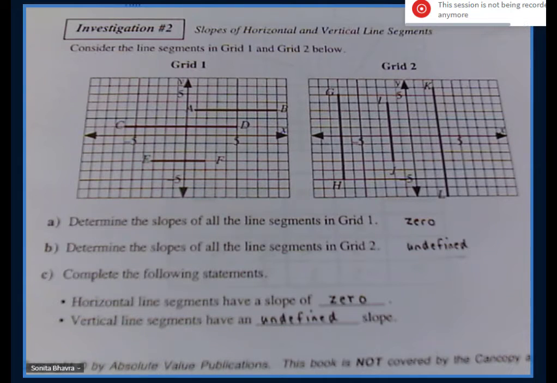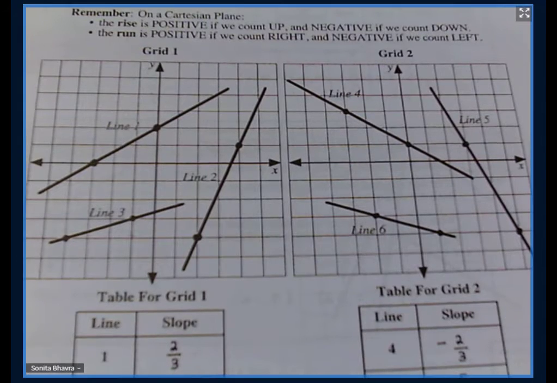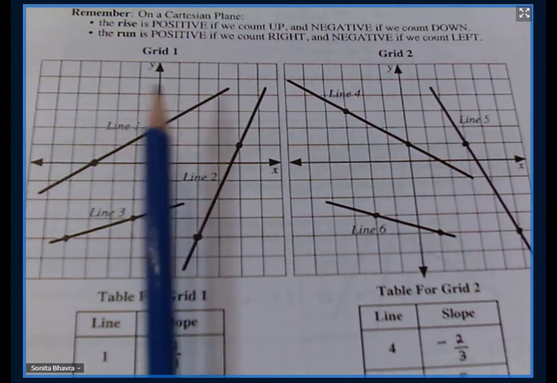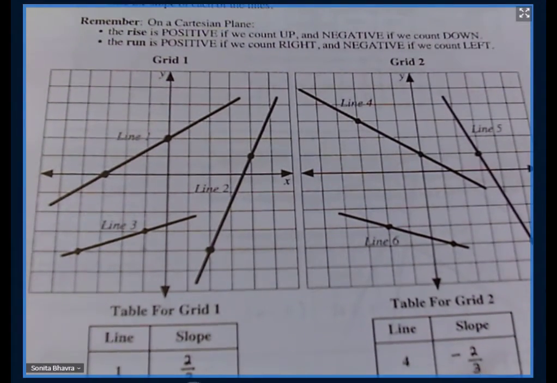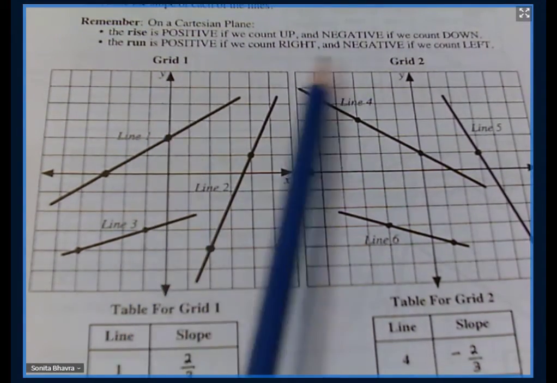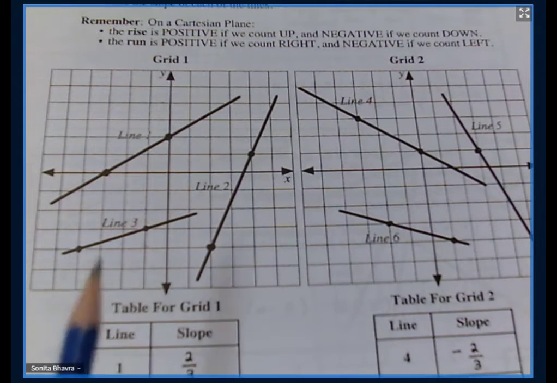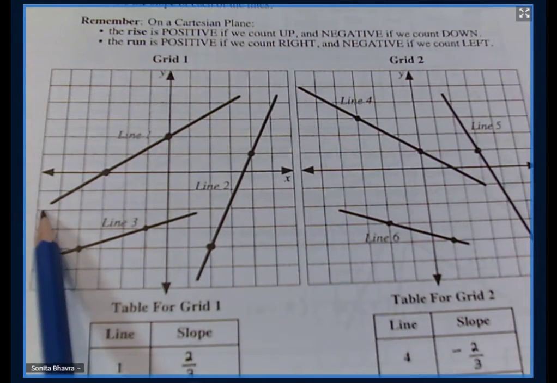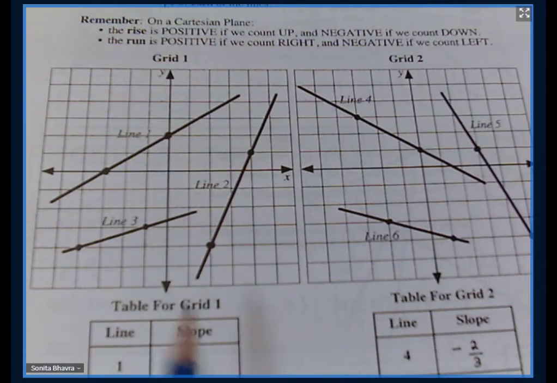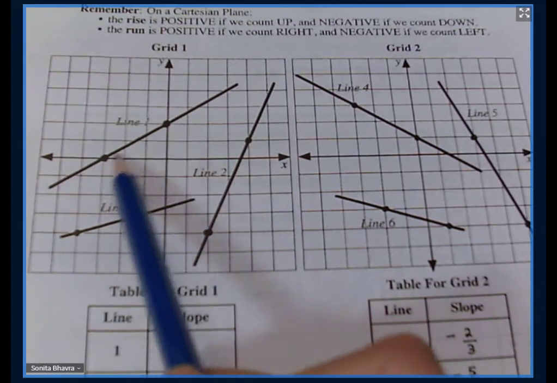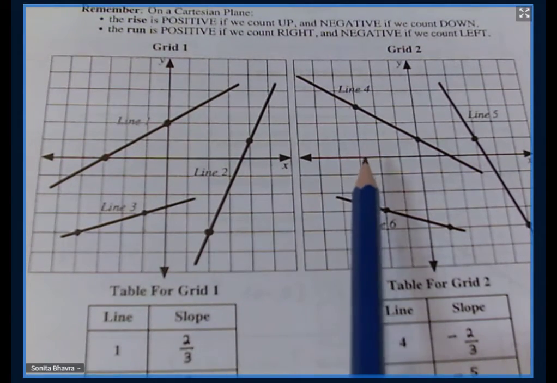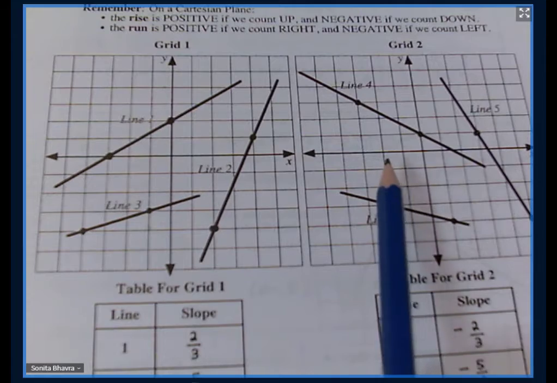Any questions on horizontal or vertical lines? Okay, let's take a look at grid 1 and grid 2. Recall rise is positive if we count up, negative if we count down, but we also know that anytime we have a line going up from left to right, our slope should be positive. So let's look at line 1. There are 2 points shown on line 1. Let's calculate our slope by rise over run.